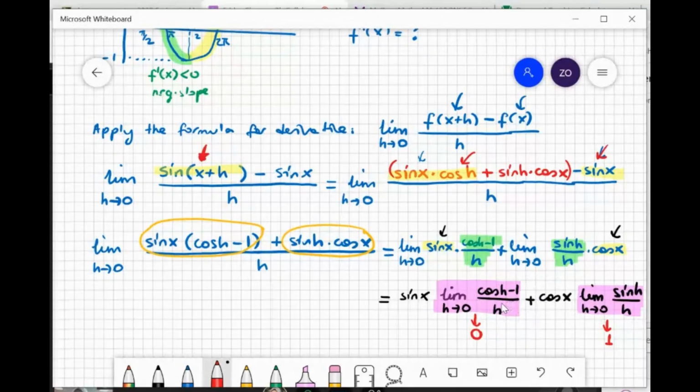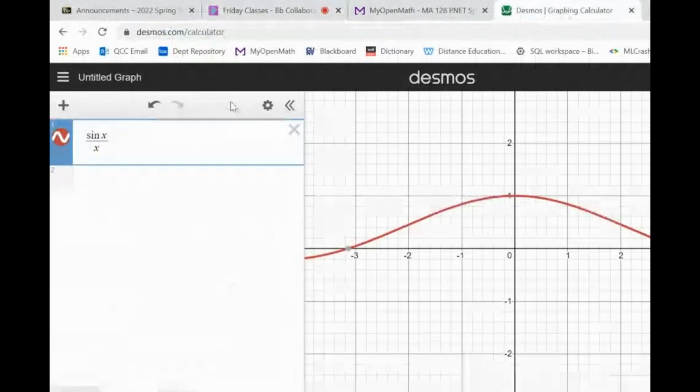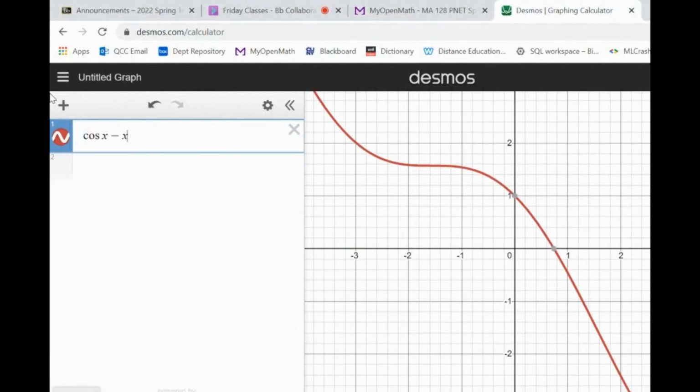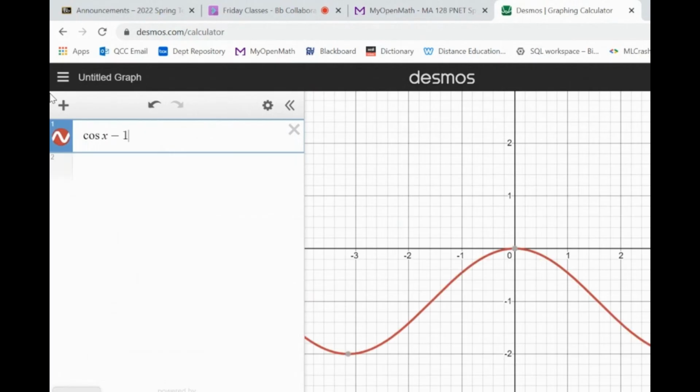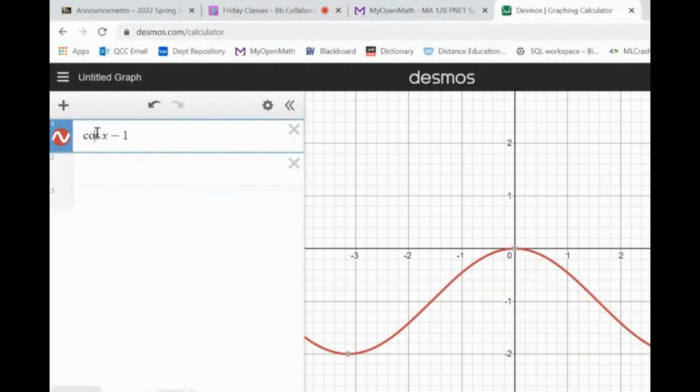And if you graph cosine x minus 1 over x, let's do that too. Cosine x minus 1 over x. Let me just double check, I forgot. Cosine x minus 1 over x. Okay, sorry.